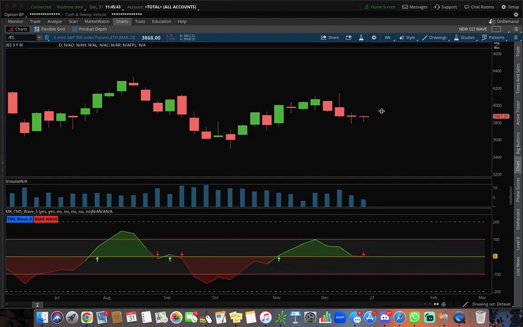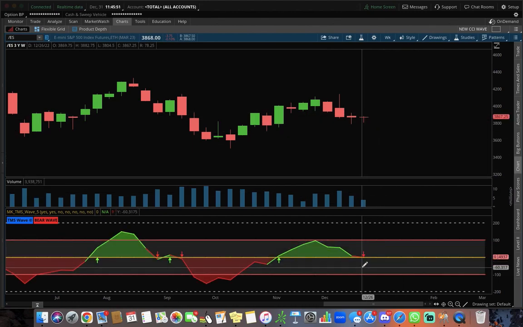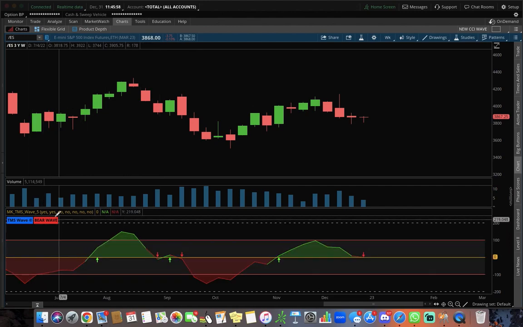So let's take a look at a weekly. There we go. So here's a weekly chart now, right? So this is a longer term view of your trades. And so on the ES, as we're looking at this, we're ready to break the zero line on a weekly level. And you can see that we have the bear wave.